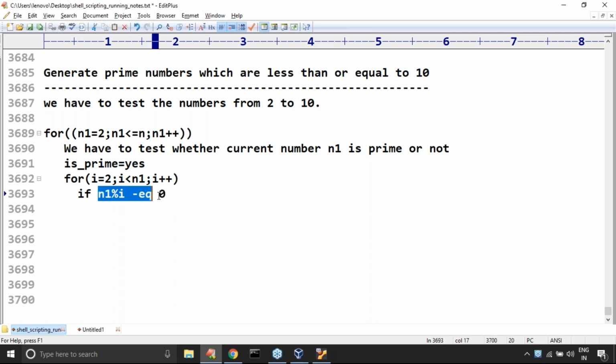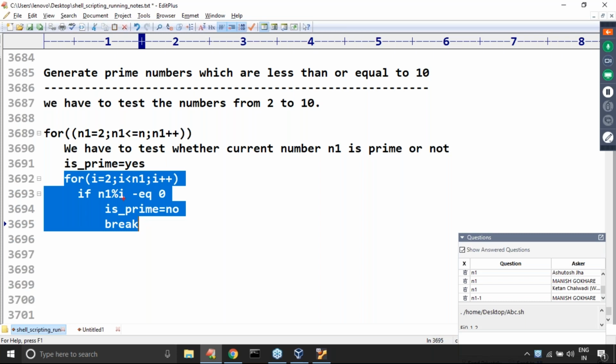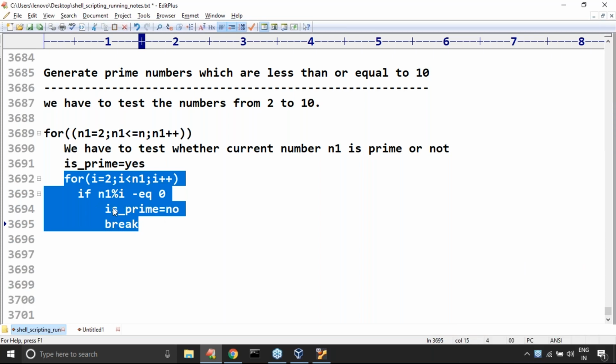Oh, it is not a prime number. We are not required to continue. It's not a prime number. That's why isPrime is equal to no. Then break the loop. This inner for loop is going to break because the current number is not a prime number, because you found some other factor. Break.